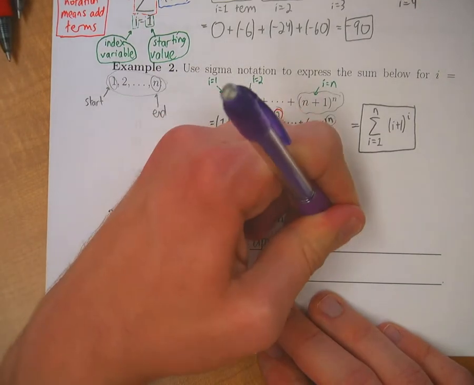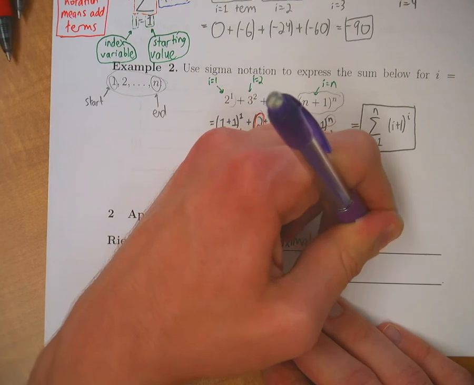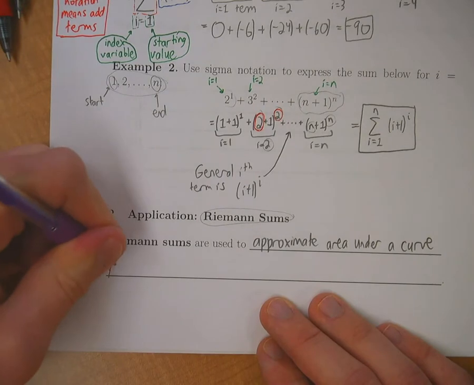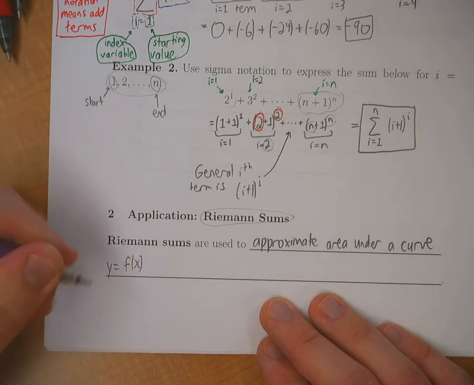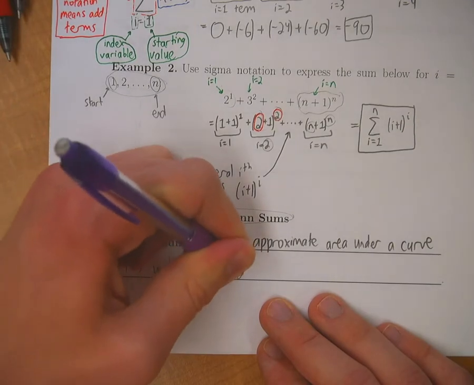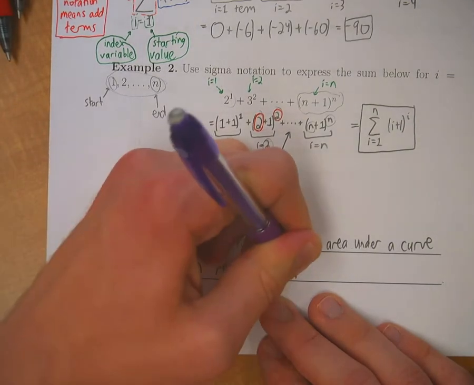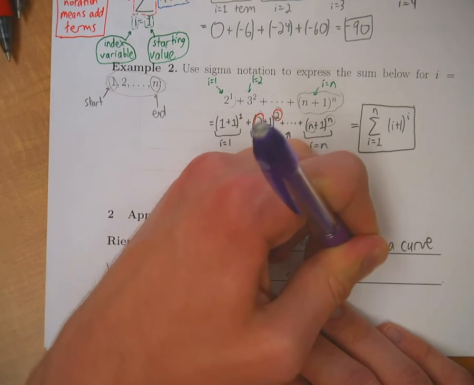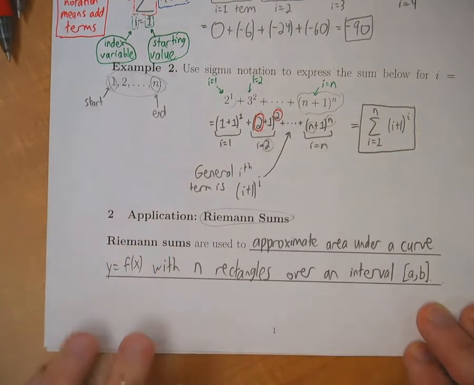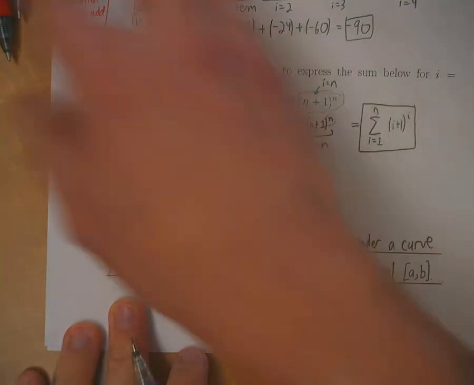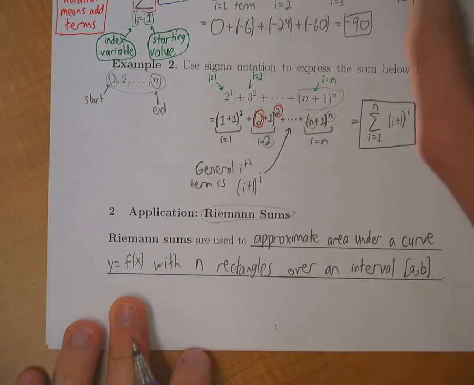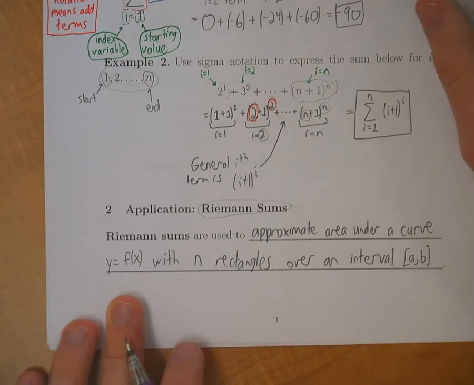area under a curve y equals f of x with n rectangles over an interval a comma b. Okay? So to see what I mean by this, since that was a bit of a mouthful, let's go ahead and apply this to a specific example to see what I mean.